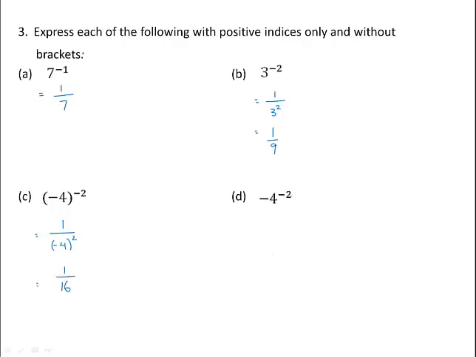In this case, the power of minus 2 applies to the 4 and not the negative. So this would be the same as minus 1 over 4 squared. And so this expression evaluates to minus 1/16.